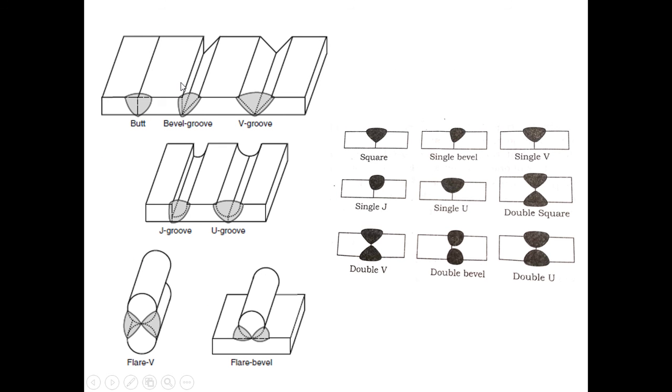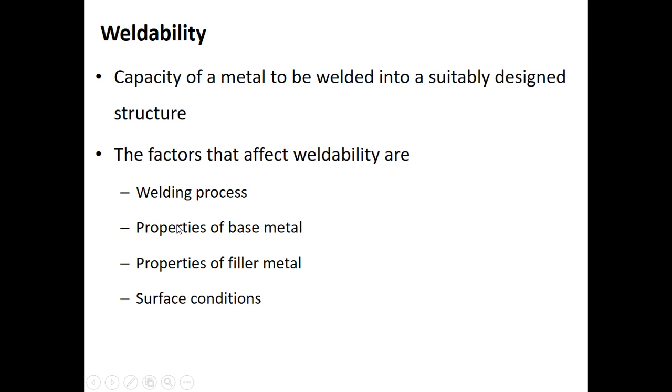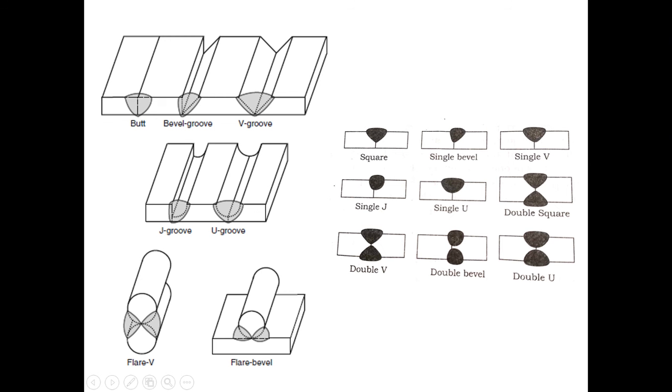You can see a square shaped, a bevel shaped groove, here a V shaped groove, here a J shaped groove, a U shaped groove. So you need to machine in order to get these types of grooves. In fillet welding, very little preparation is required and it can be easily welded. But in the case of groove welding, you need to prepare the edges such that the groove has to be made.